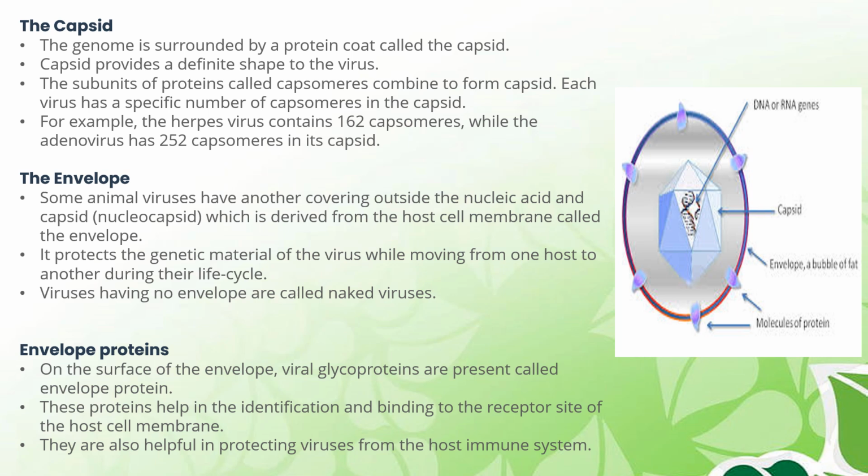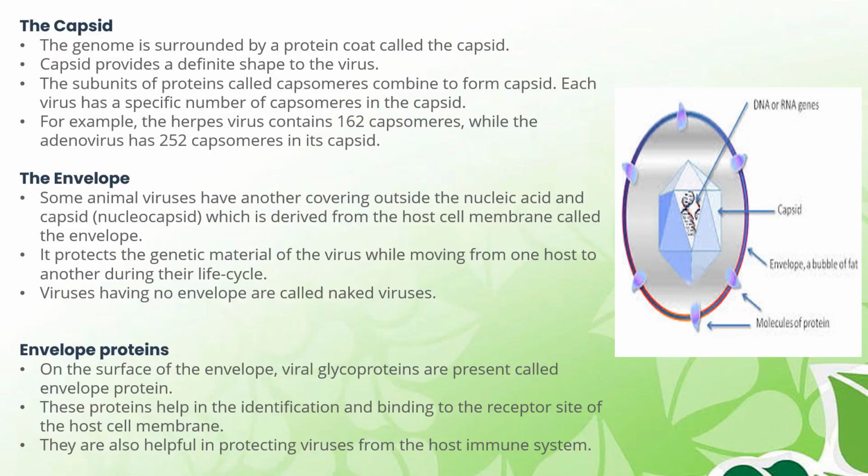Now, what is an envelope? Some animal viruses have another covering outside the nucleocapsid, which is derived from the host cell membrane, called the envelope. If you see the picture, the round part is an envelope. Viruses having no envelope are called naked viruses. Now, envelope proteins. On the surface of the envelope, the outer layer has viral glycoproteins, called envelope proteins. These projections help in identification and binding to the receptor site of the host cell membrane. They are also helpful in protecting the virus from the host immune system.